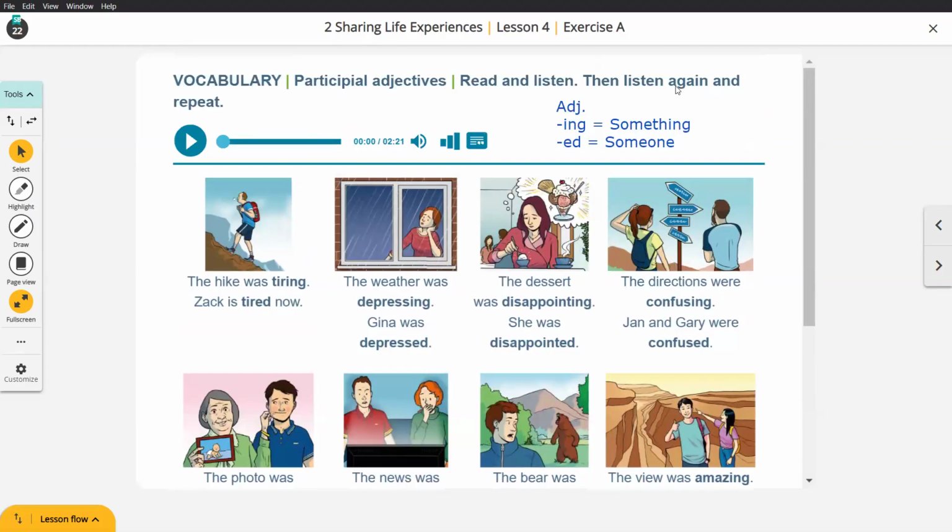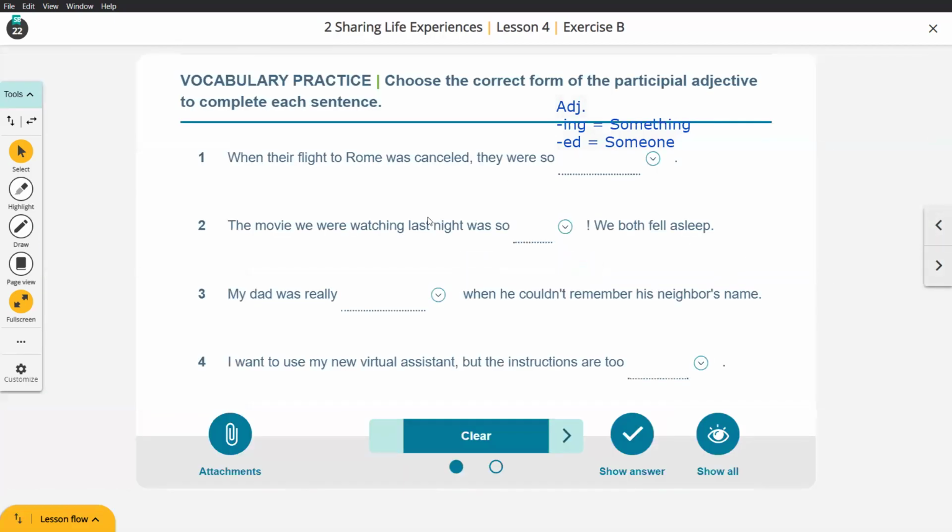Excellent. So, don't forget this. This is important for all your life that you are going to learn English. Es muy importante. Okay, so let's see. Here we have the vocabulary practice in which it says, choose the correct form of the participle adjective to complete each sentence. So let's see. I'm going to erase this because it covers my screen. So, number one, it says, when their flight to Rome was cancelled, they were so. Which one is correct? Disappointing or disappointed?